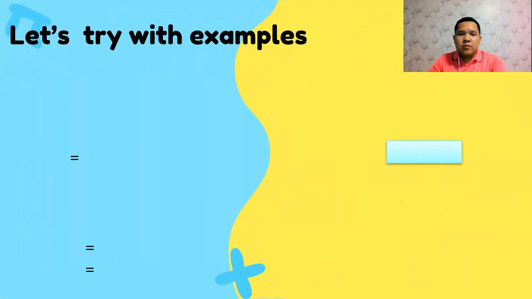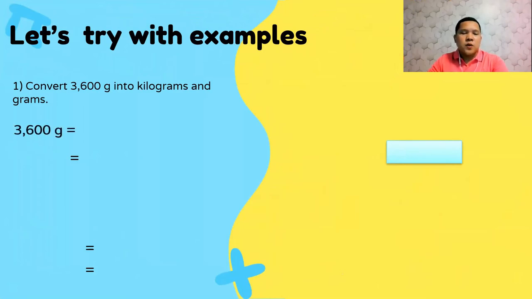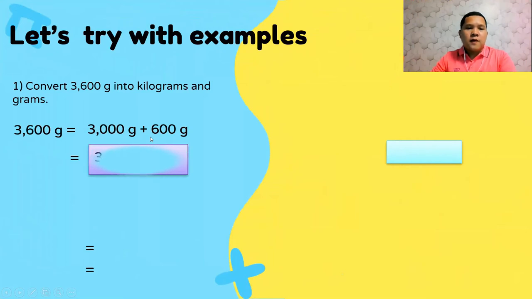Okay, let us try with examples. Convert 3,600 grams into kilograms and grams. Okay, you have there 3,600 grams. You can write it like this, 3,000 gram plus 600 grams. Or you can write 3 kilogram and 600 gram like this. Because, class, 3,000 gram equals 3 kilogram.